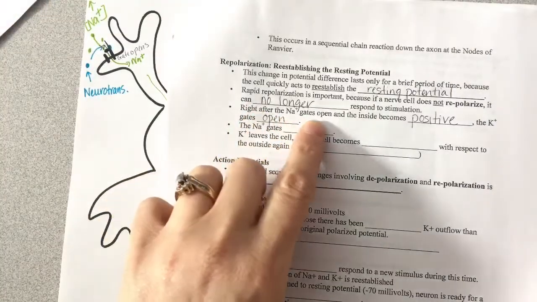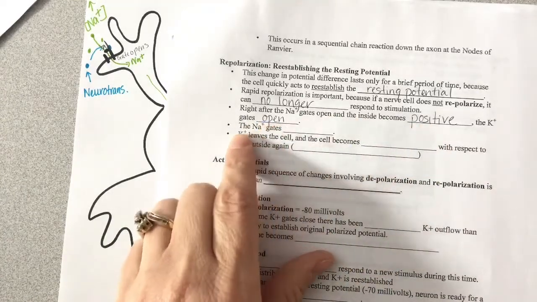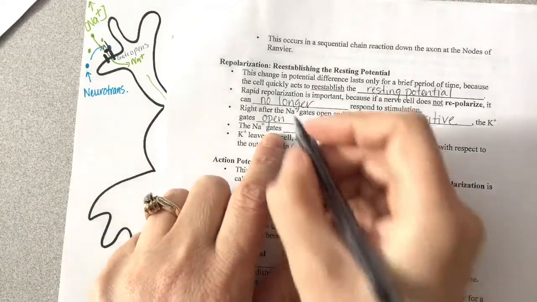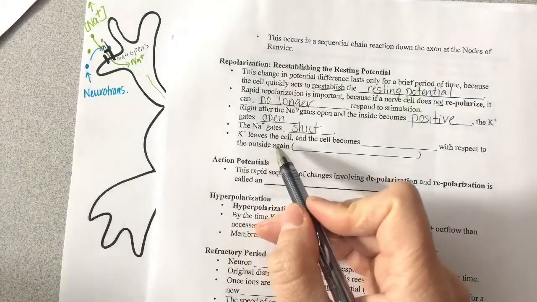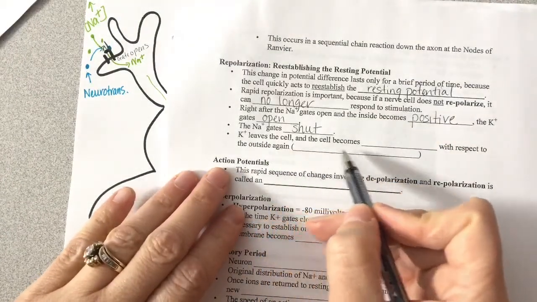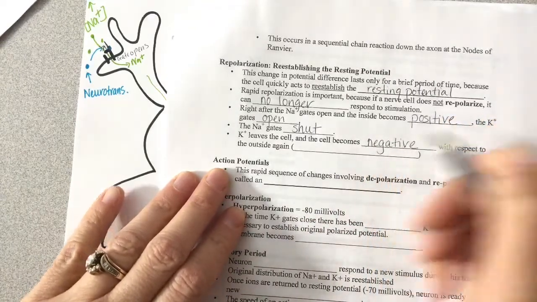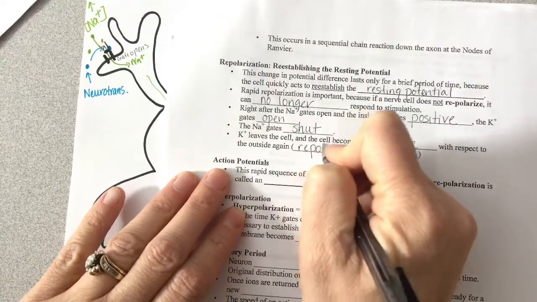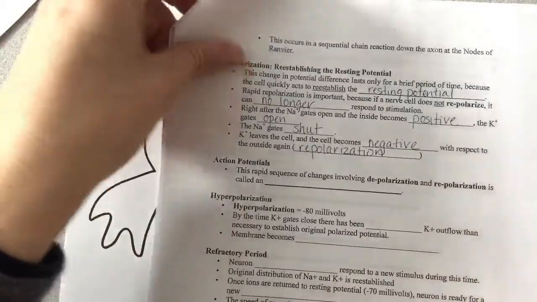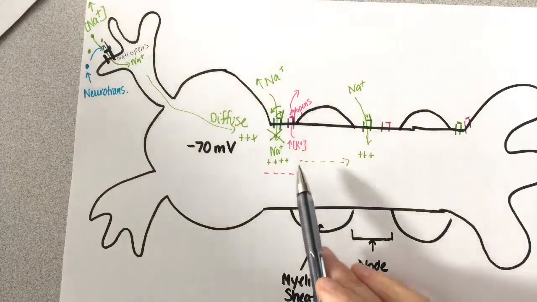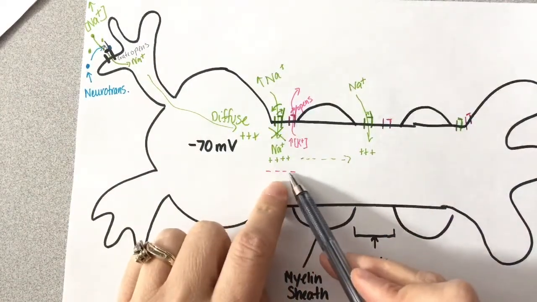When it says right after the sodium gates open and the inside becomes positive, the potassium gates open, and then what do you think the sodium gates have to do? The sodium gates have to shut. So the potassium leaves the cell, as we just wrote, and the cell becomes negative again with respect to the outside. And this is called repolarization. It's going back to what it originally was. But notice that occurs at the node. And so now it goes back to negative and it goes back to normal.